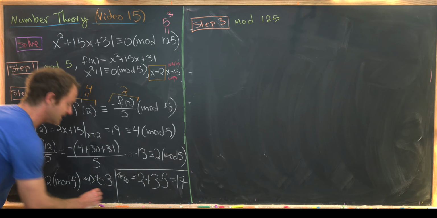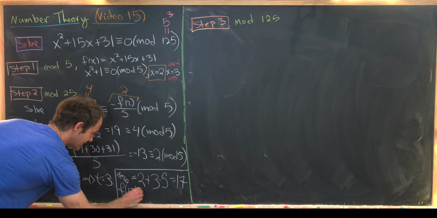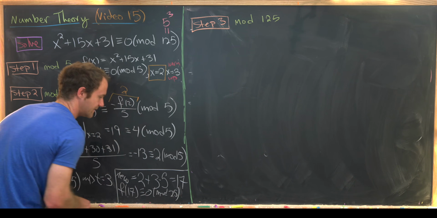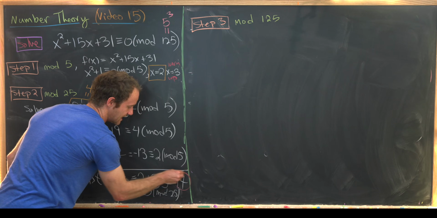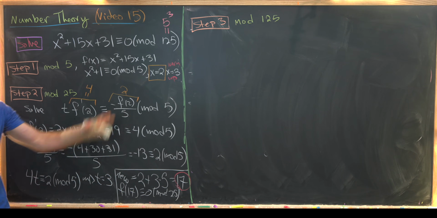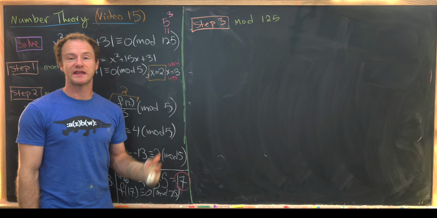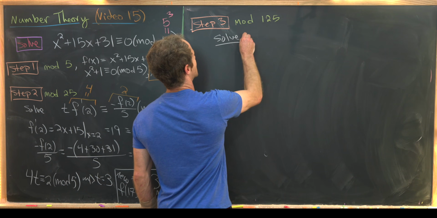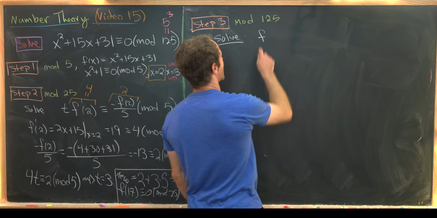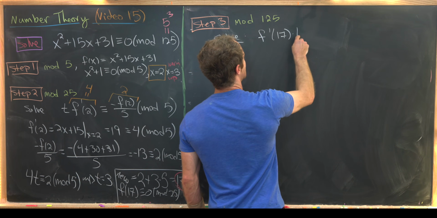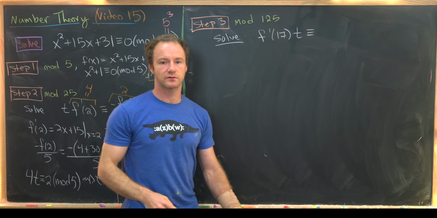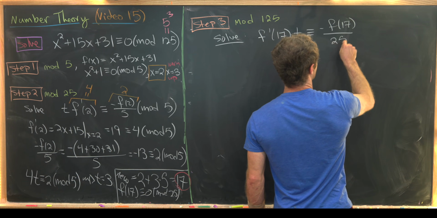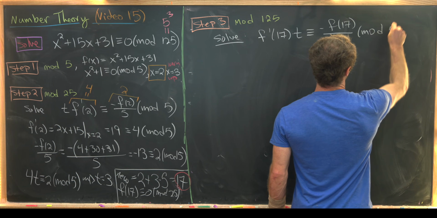So in other words, at this stage, we know f evaluated at 17 is congruent to 0 mod 25. And now we can build this game again, starting with 17. And that's what we'll do over here. So again, following the structure of Hensel's Lemma, we need to solve the following congruence. We have f prime of 17 times t must be congruent to negative f of 17 over 25, and that has to occur mod 5.